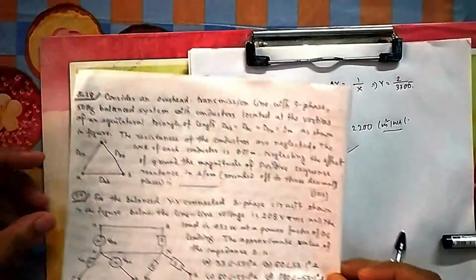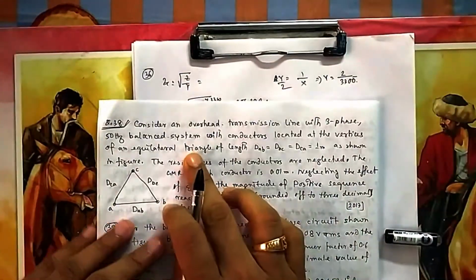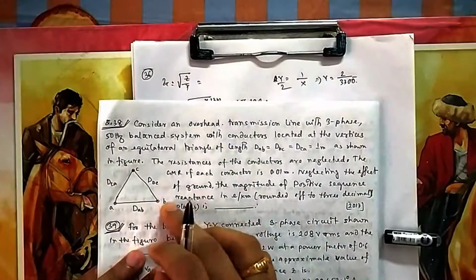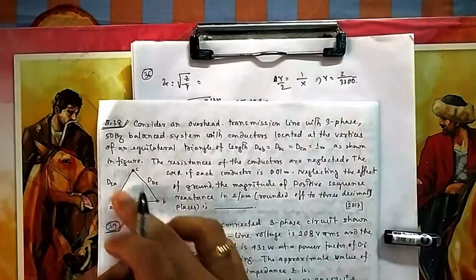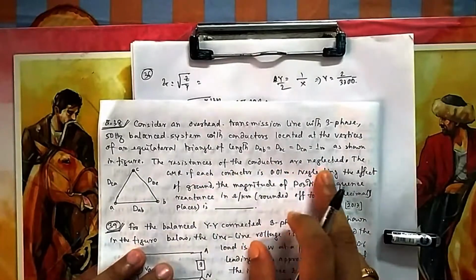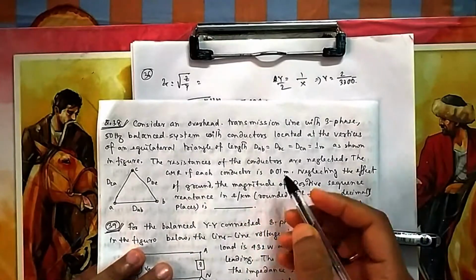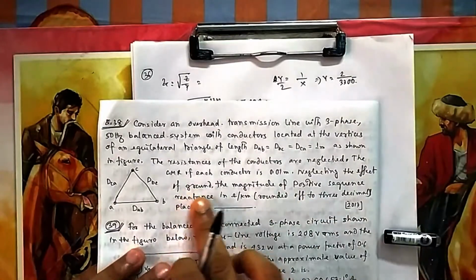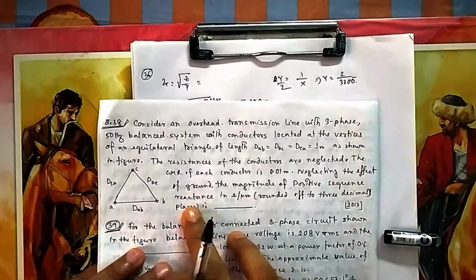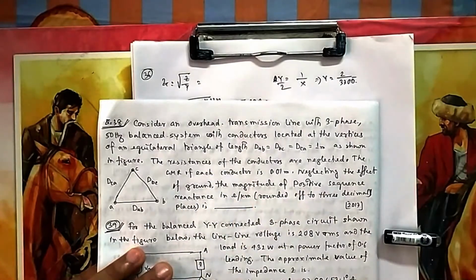Now if you come to 38, consider an overhead transmission line with a 3-phase 50 Hz balanced system with conductors located at the 3 vertices of an equilateral triangle. All these lengths are 1 meter as shown in the figure. The resistance of the conductors is negligible. The GMR of each, mind it is GMR, not radius. Neglecting the effect of the ground, you have to find the magnitude of the positive sequence reactance in ohm per meter.